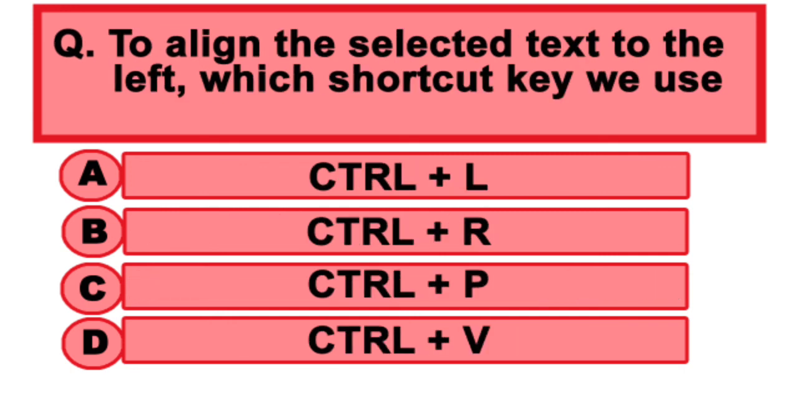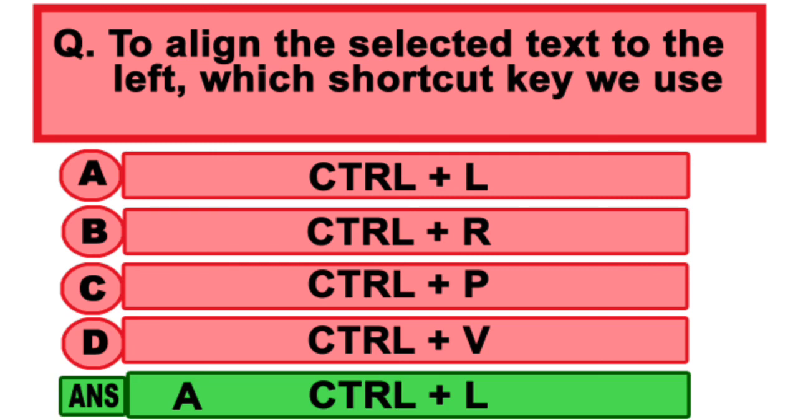To align the selected text to the left, which shortcut key we use? A. Ctrl L, B. Ctrl R, C. Ctrl P, D. Ctrl V. Let's see the options one by one. Ctrl R. Align the text to the right of the screen. Ctrl P. For print purpose. Ctrl V. To paste the copied text. Ctrl L. Align the selected text to the left. The correct answer is answer A. Ctrl L.